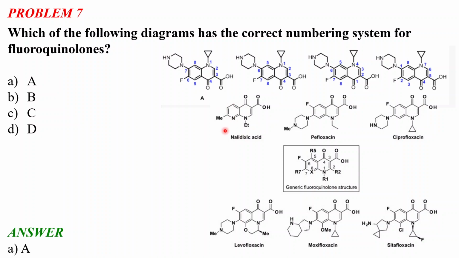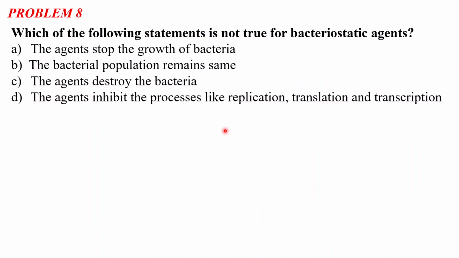Okay, so now I will move toward the next problem. Problem number 8 says: which of the following statements is not true for bacteriostatic agents? Your options are A, agents stop the growth of bacteria; B, the bacterial population remains the same; C, the agents destroy the bacteria; and D, the agents inhibit processes like replication, translation and transcription. Which of the following statements is not true in case of bacteriostatic agents?